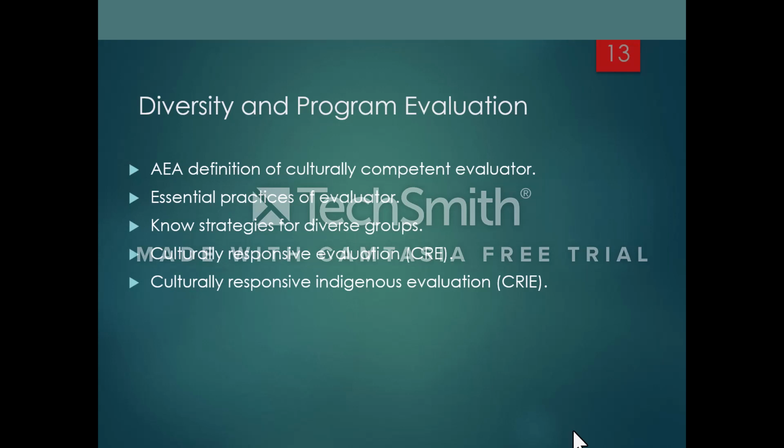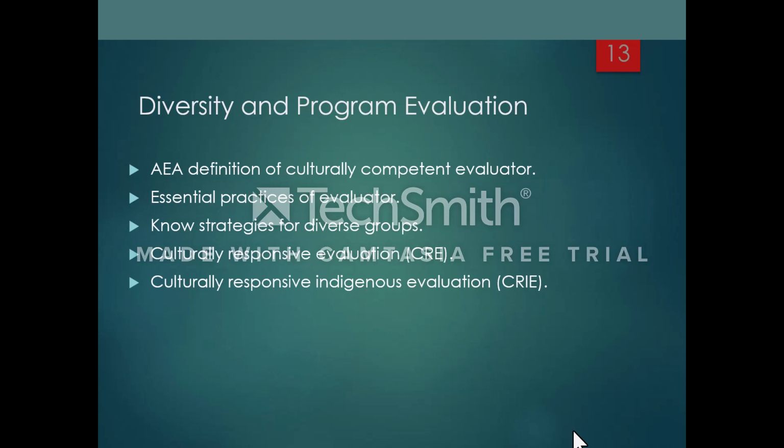Culturally responsive indigenous evaluation focuses on process, content, context, and community. It uses traditional knowledge and contemporary indigenous theory and methods. It is led by and for the benefit of indigenous people and tribal nations.